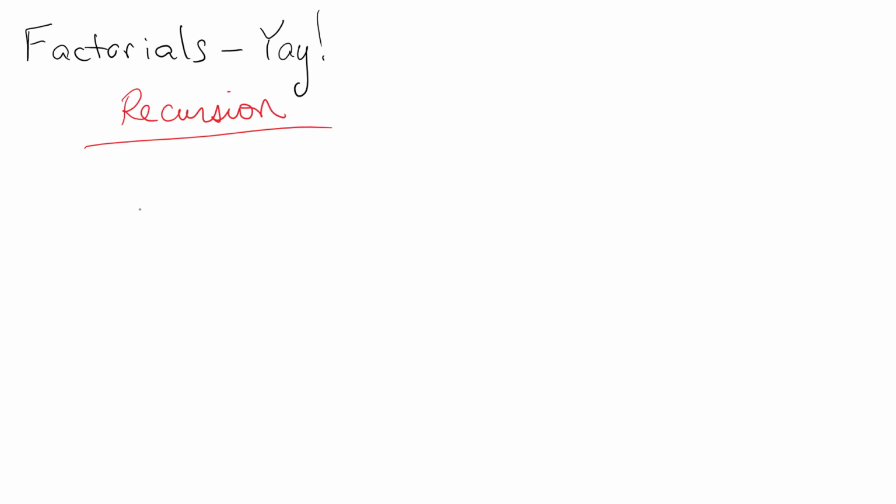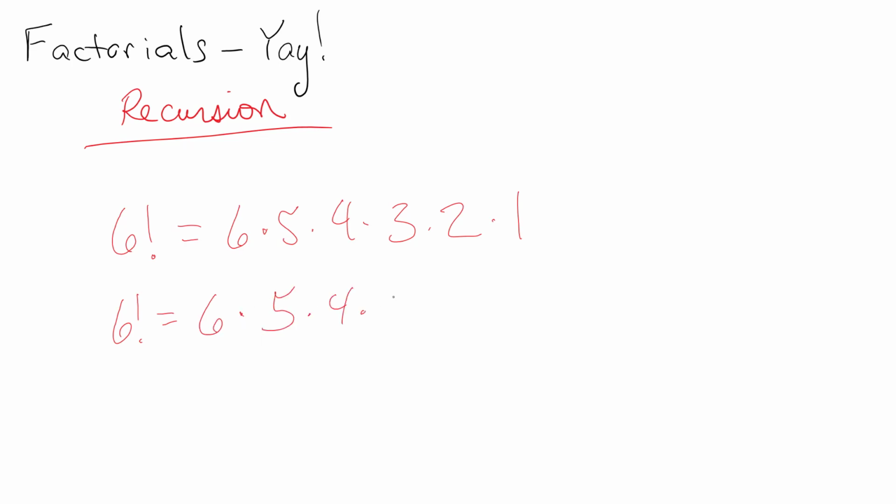So factorials are like if you have 6. So 6 factorial is 6 times 5 times 4 times 3 times 2 times 1, right? And if you were going to explain it to someone, you'd say, whatever 6 factorial is, you start at 6 and you keep decreasing until you get to a 1.